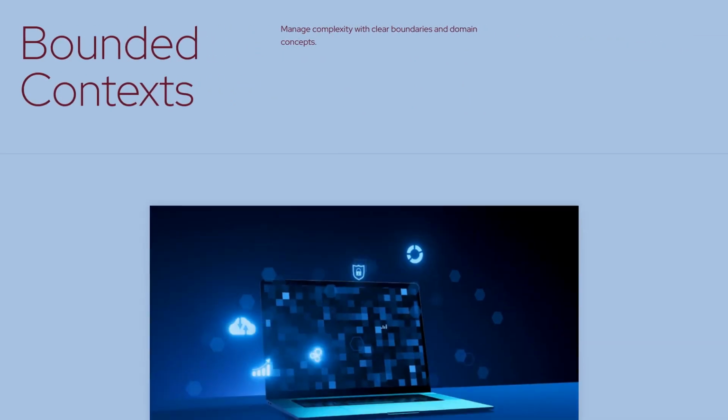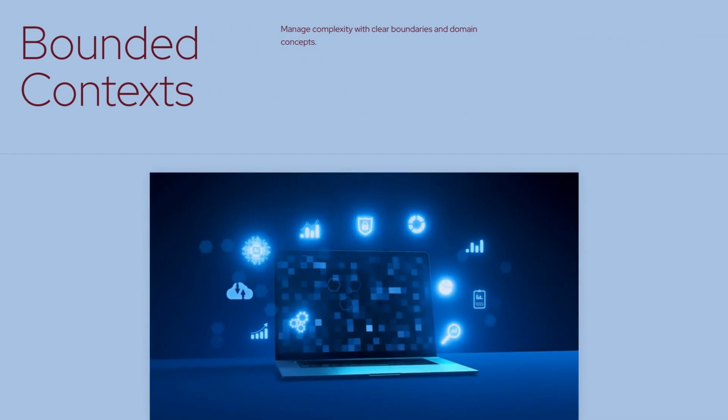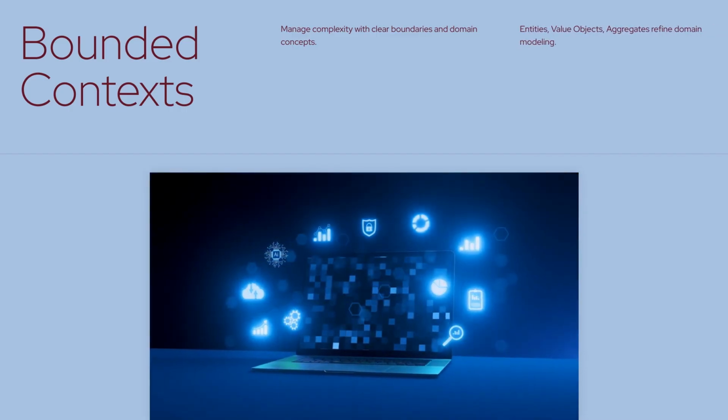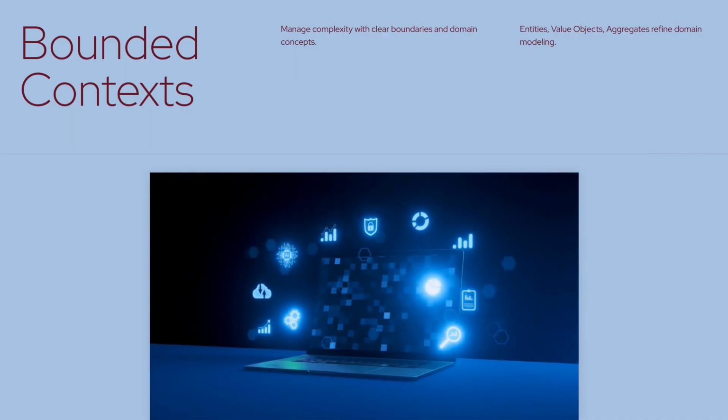Bounded contexts help manage complexity by defining clear boundaries within a system. Understanding entities, value objects, and aggregates further refines how we model and interact with domain concepts.